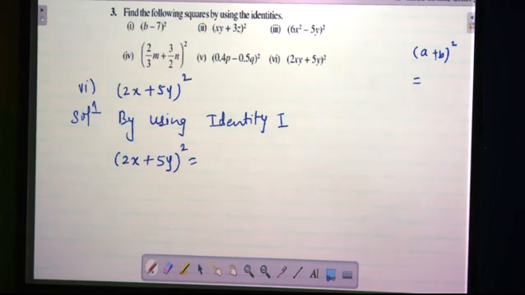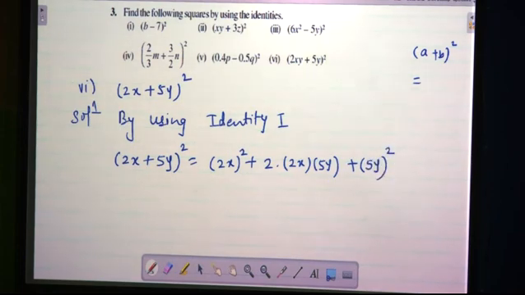It is a square, that is 2x bracket square, plus 2ab, 2x 5y, plus b square, that is 5y bracket square. So, this becomes 4x square plus 2 2s are 4, 4 5s are 20xy plus 25y square, 5 square is 25, and y square. So, this is the sixth sum that we have solved.